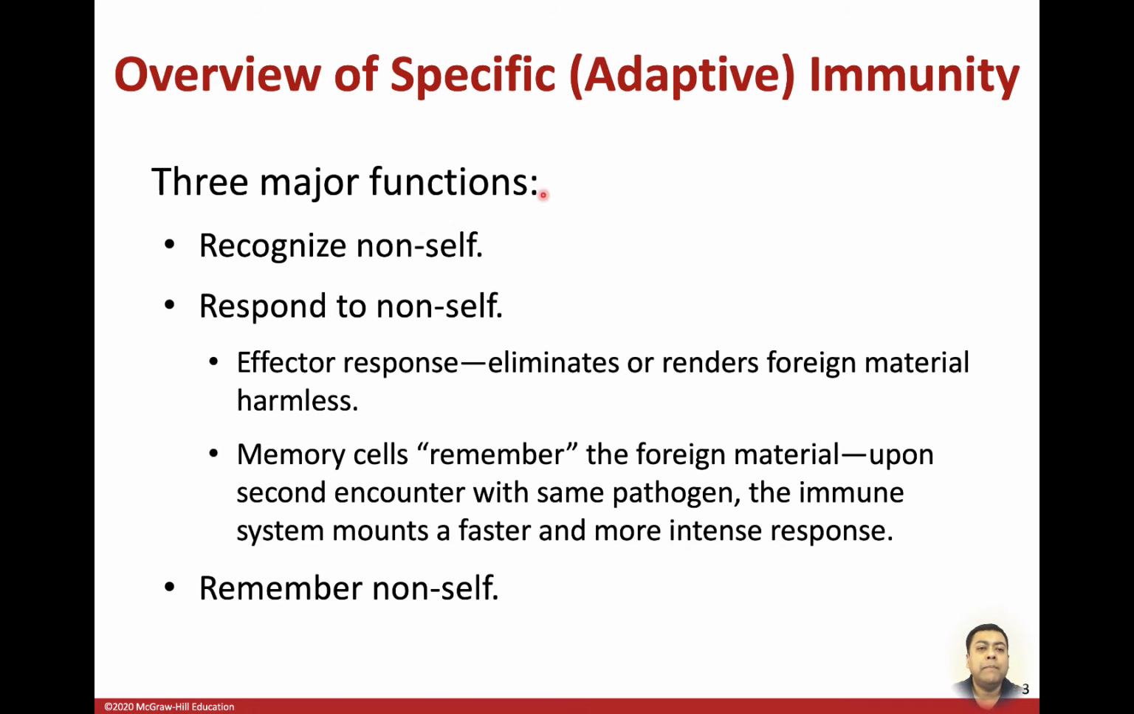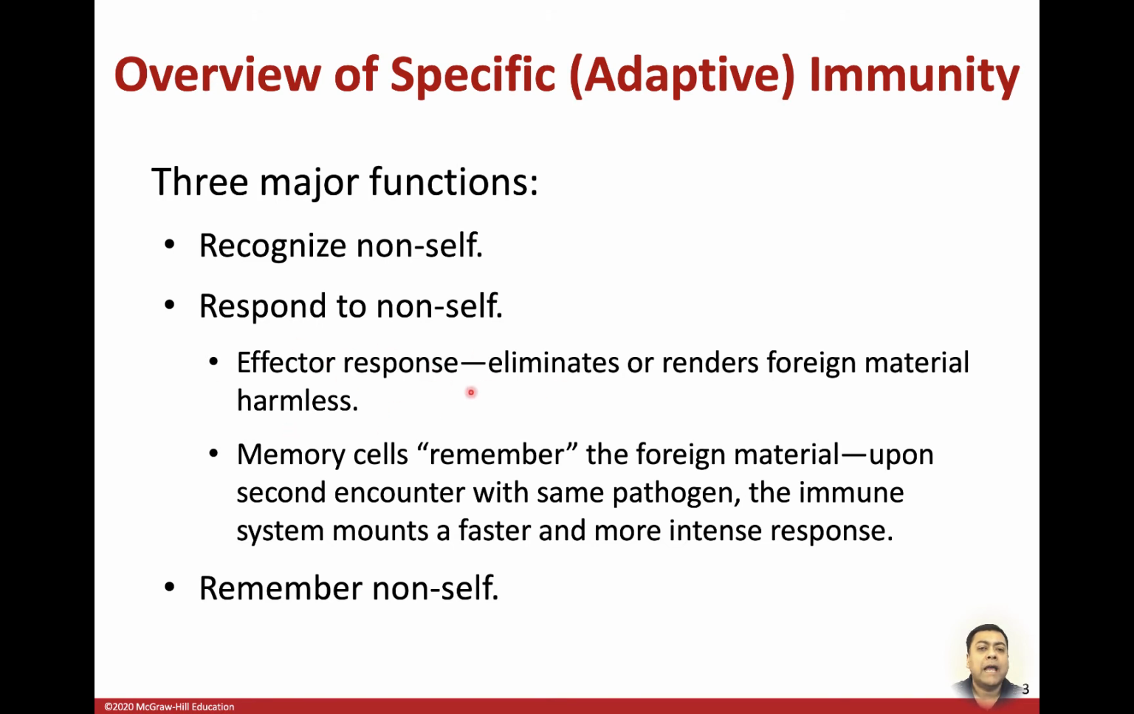This has three major functions. It recognizes non-self. What we mean by non-self is that if a foreign antigen comes in, it should recognize that non-self, and we're going to talk about that in detail. It responds to non-self. The effector response means that it will eliminate or render foreign material harmless. This could be a pathogen, a molecule, a toxin, it could be anything. We are going to elaborate on that in detail.